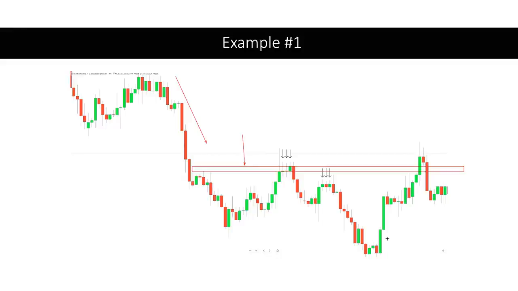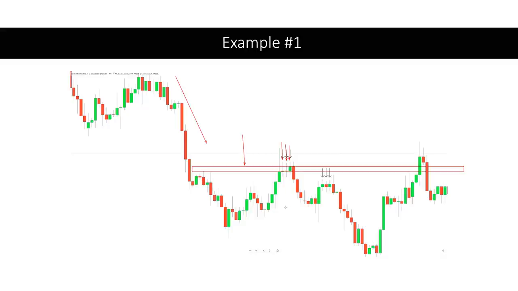Now, when we take a look at this example here, what you can see at this key level is multiple depletion candles. Why is this important to us? Well, the way you're going to use depletion candles is not just by identifying wicks to the top and wicks to the body.